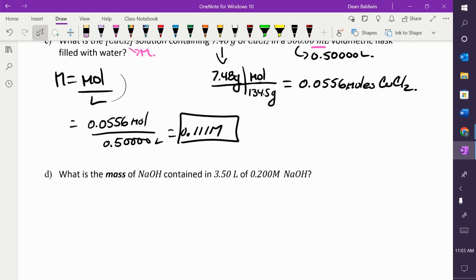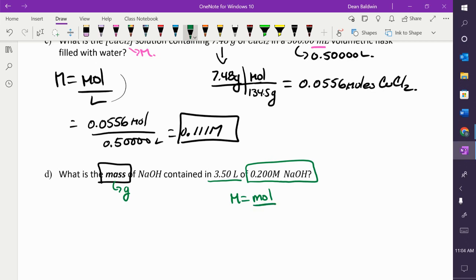All right, a couple more examples. What is the mass of sodium hydroxide, NaOH, contained in 3.5 liters of 0.2 molar NaOH? We want mass. Mass is measured in what units? Grams. So I want to know grams of NaOH. We know that we have 3.5 liters, and now we know the concentration. The only formula we have right now is molarity is moles per liter.